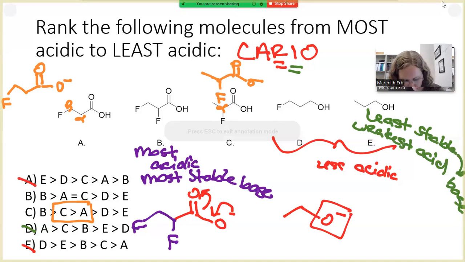So our answer for this question is going to be answer choice C. B is the most acidic, followed by C, and then A. And D is more acidic than E because it has induction, whereas E does not.